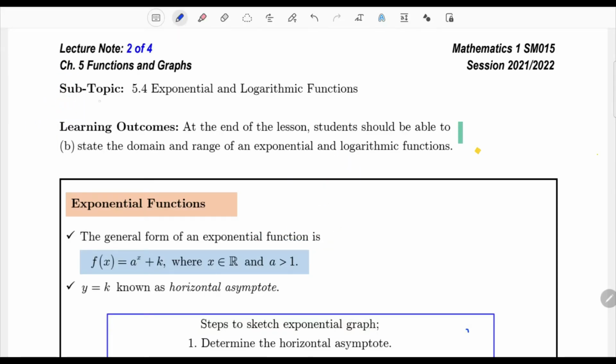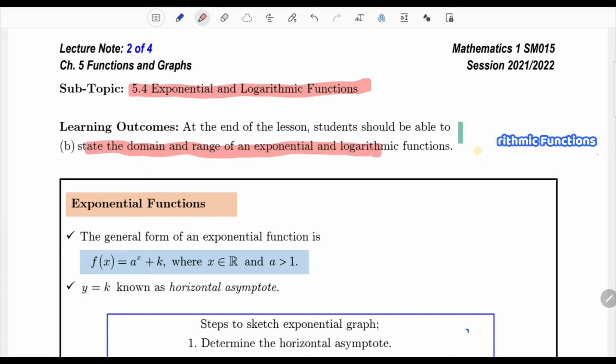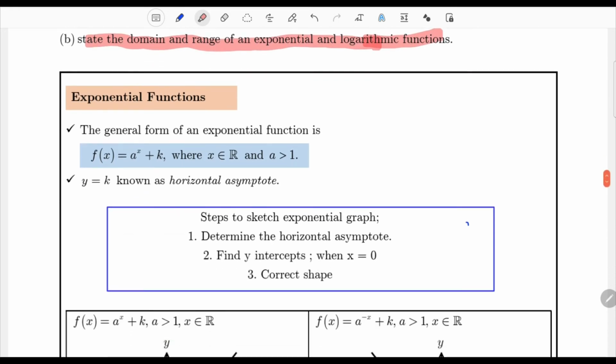Okay, subtopic 5.4, exponential and logarithmic function. We are going to do this subtopic first because we are doing all the graphs. Students should be able to state the domain and range of an exponential and logarithmic function. Let's look at the introduction for exponential function. The general form of an exponential function is f(x) equals a to the power of x plus k, where x is an element of the real numbers and a should be greater than 1.